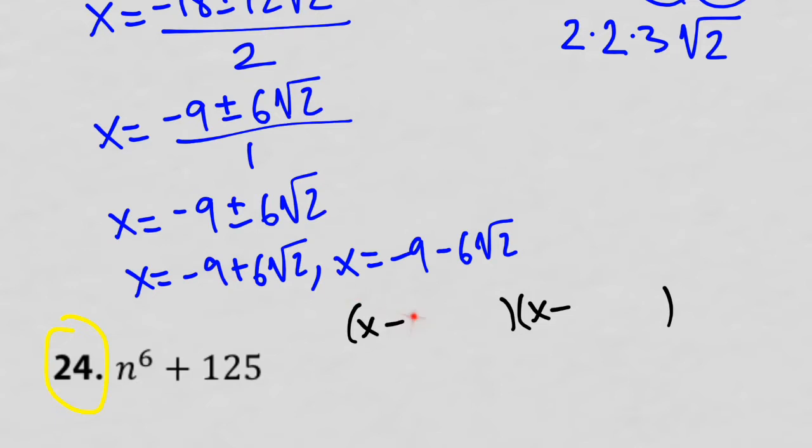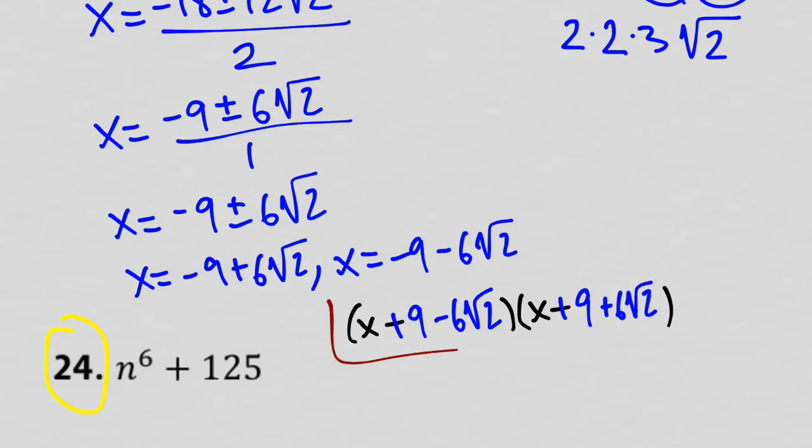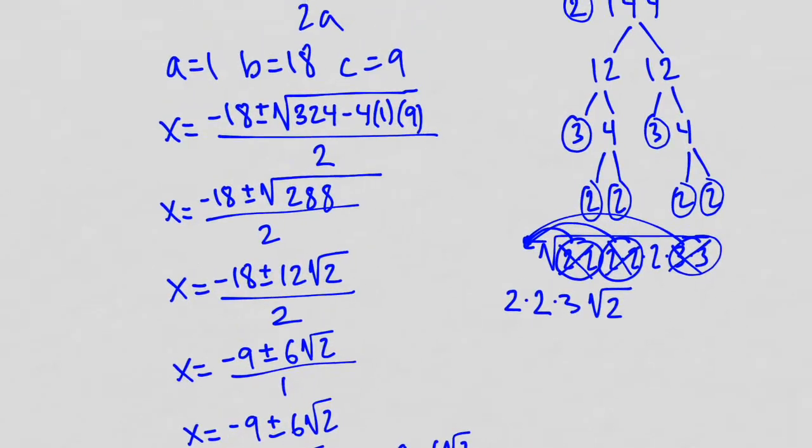So when I put in negative 9 plus 6 radical 2 right here, since it's x minus, this minus with this negative 9 will turn it into plus 9 minus 6 radical 2, right? Basically, the negative 9 becomes positive 9, and the positive 6 radical 2 becomes negative 6 radical 2. Same thing for that one. The negative 9 turns into positive 9, and the 6 radical 2 is plus 6 radical 2. That is the factored form of the trinomial that we started with.